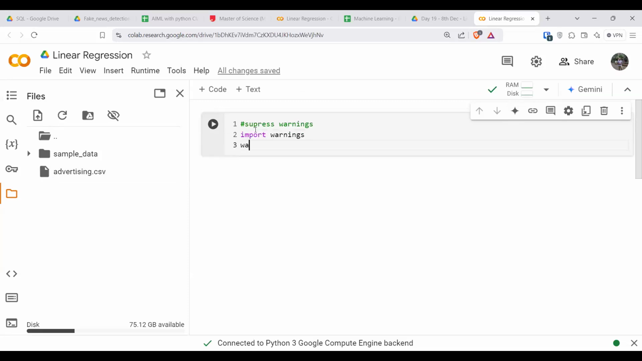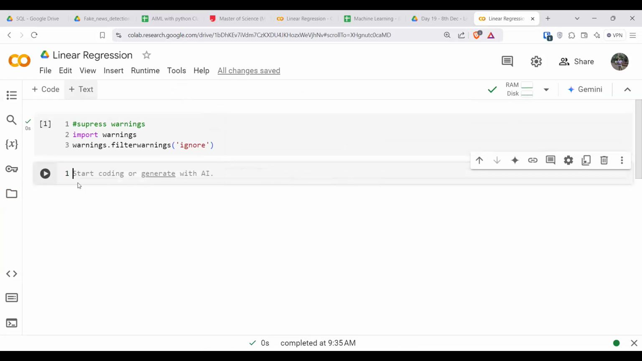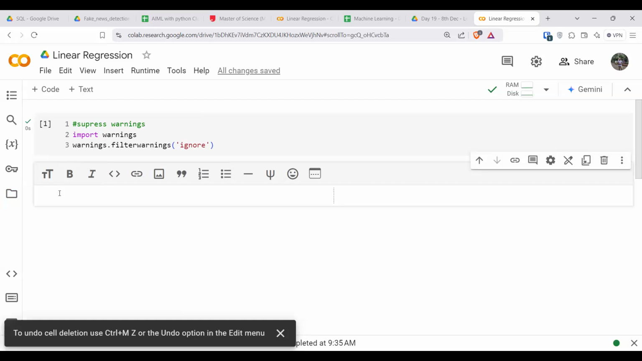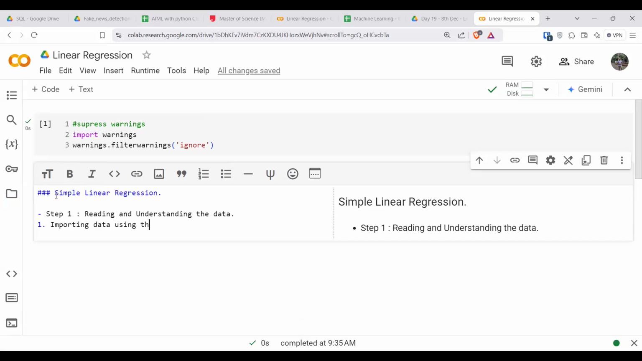So what we'll do is we'll import warnings, and we are going to filter warnings, as we already have discussed. How do we filter warnings? warnings.filterwarnings in quotes, ignore. And we'll just write down step by step what the different steps of any machine learning model building are. So this is simple linear regression. Here we'll be dealing with only one independent variable. So step one will always be reading and understanding data. In that, the first step is importing data using the pandas library and understanding the structure of the data.